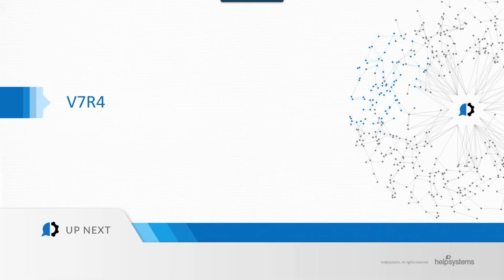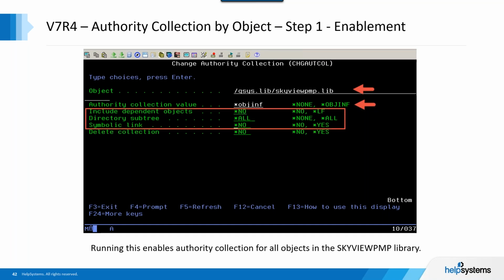Okay, so V7R4. V7R4 introduced a new command, and so this is a two-step process to get the collection turned on when you're talking about it from an object perspective. So again, remember V7R4 allows us to turn the collection on a particular object, and it will start to register every user that touches that object and what authority is required and where that authority is currently coming from.